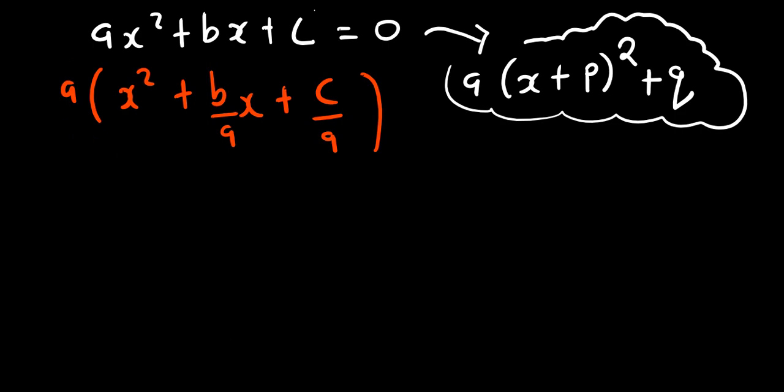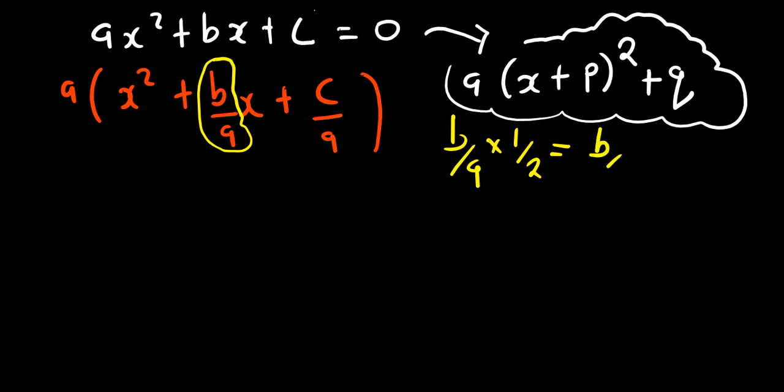With a factored out, what we are going to do now is take the coefficient of x, which is b over a, and find half of it. This will just give you b over 2a. So now what are we going to have? You realize that we have our a outside, your x squared is there, plus.